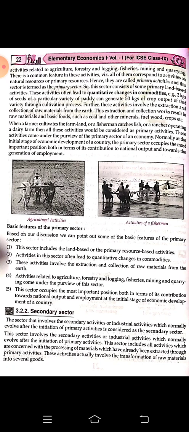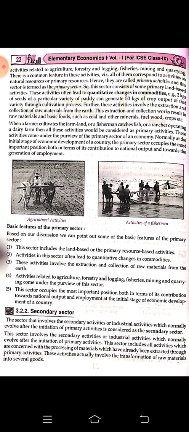And this sector you can say is leading to quantitative change in commodities. Quantitative means quantity is increasing. Suppose we are using 2 kilos of seed in order to get 10 kilos of rice. As we are increasing the quantity of seeds used, the quantity we are getting in return is also increasing.